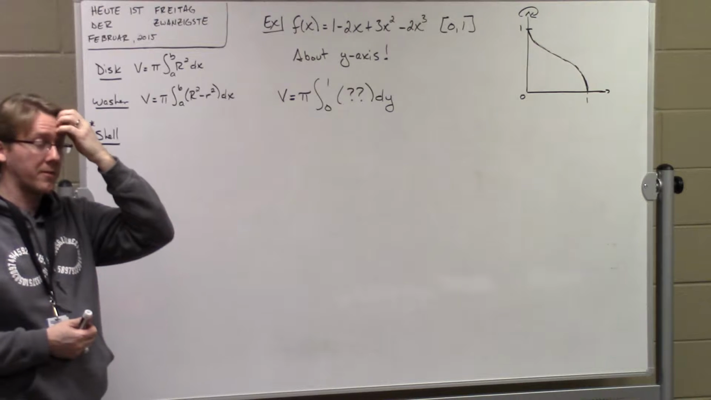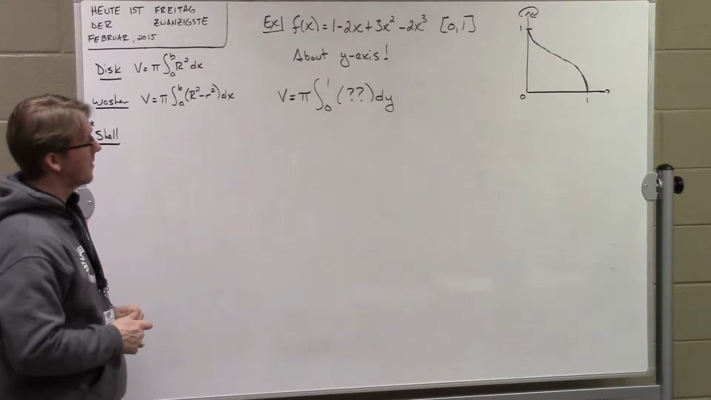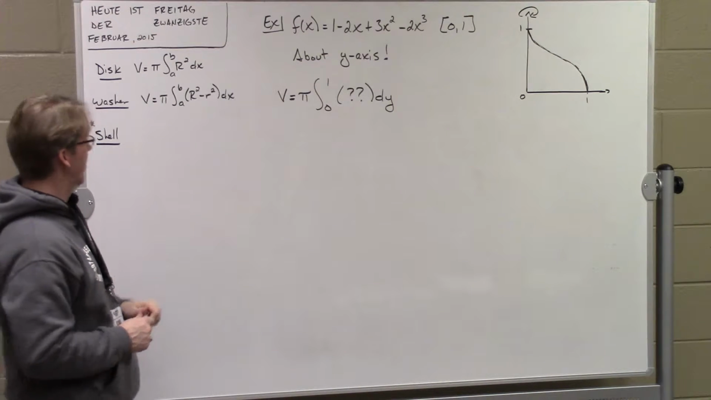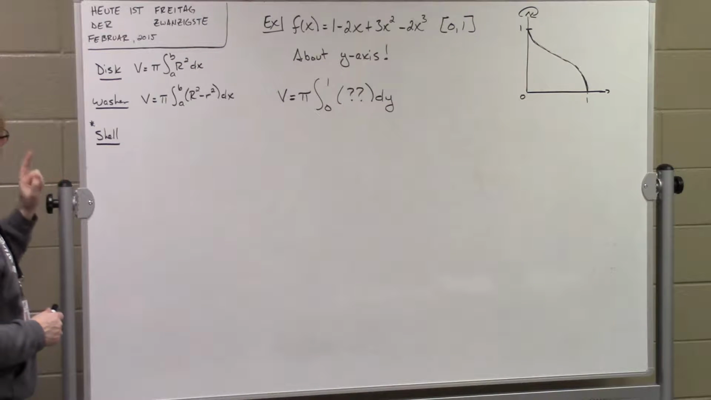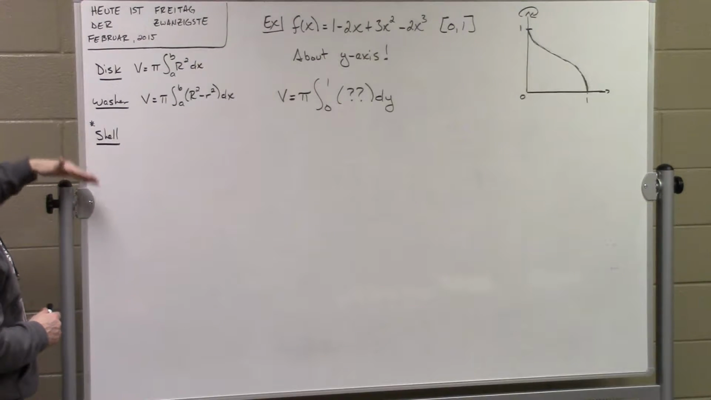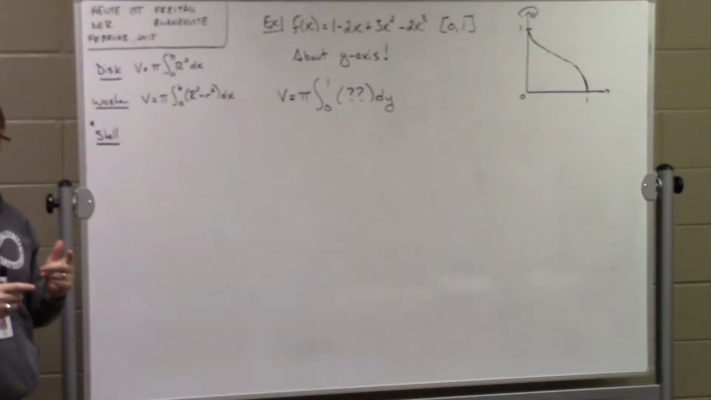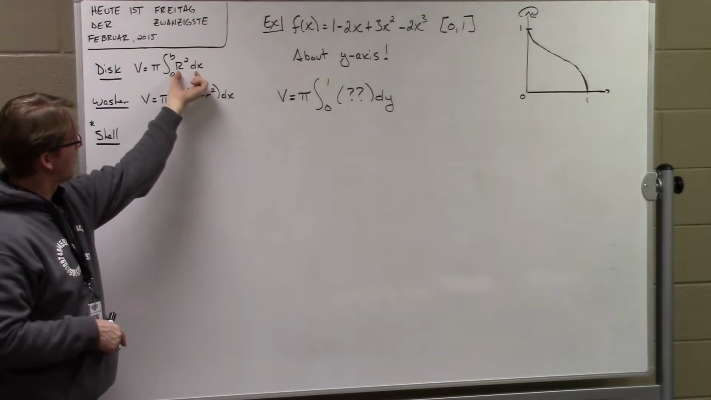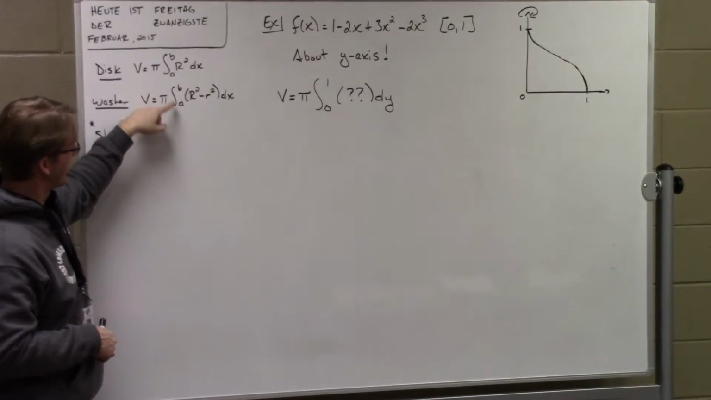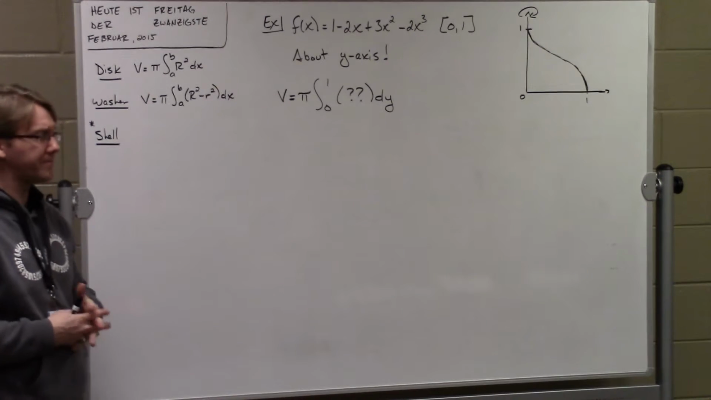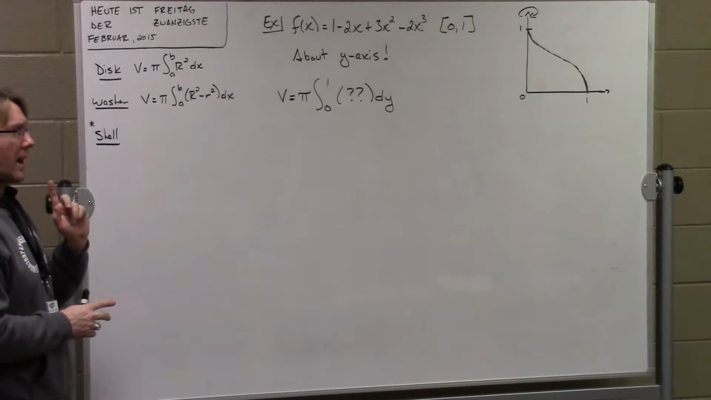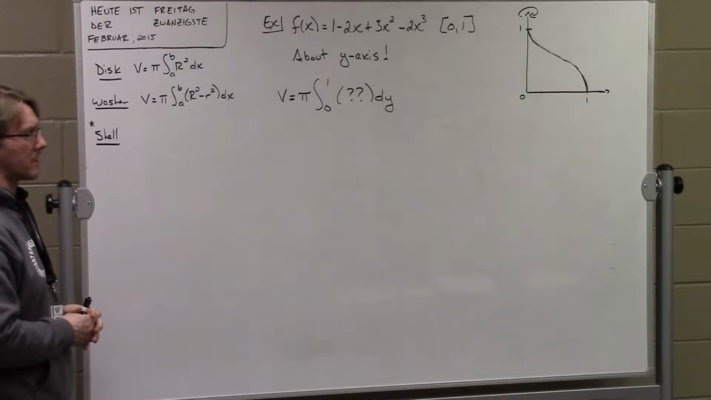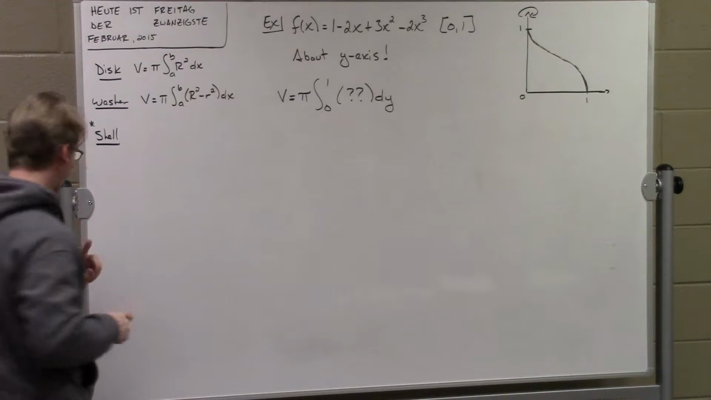So enter the shell method. Here's how shells work. With all of our other volumes, I should have put cross sections, I'll have to add that, we basically look at the area of one slice and then we add all those slices up. This is the one slice part, and then the integral is us adding it all up. So we have to rethink how we're going to slice it. This is what I love about shell.